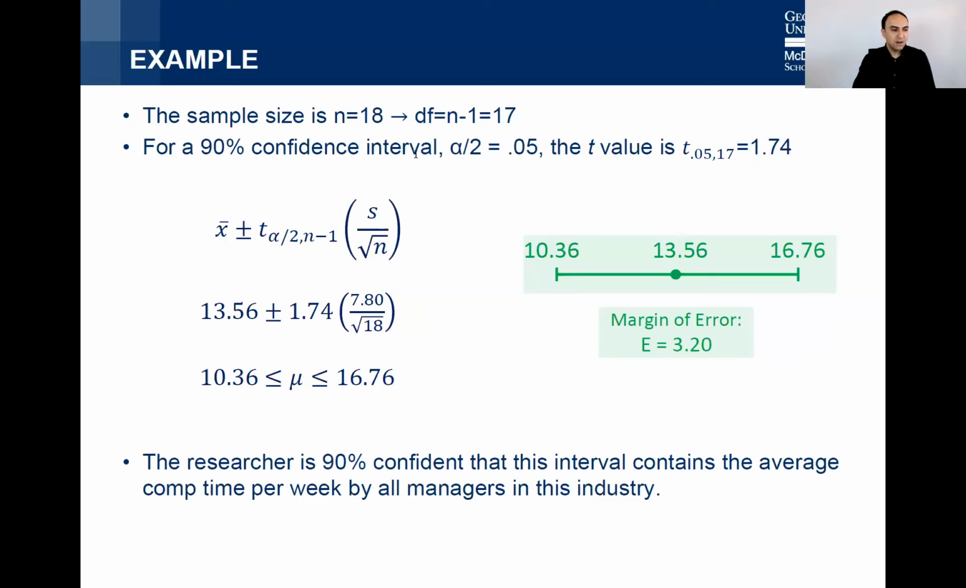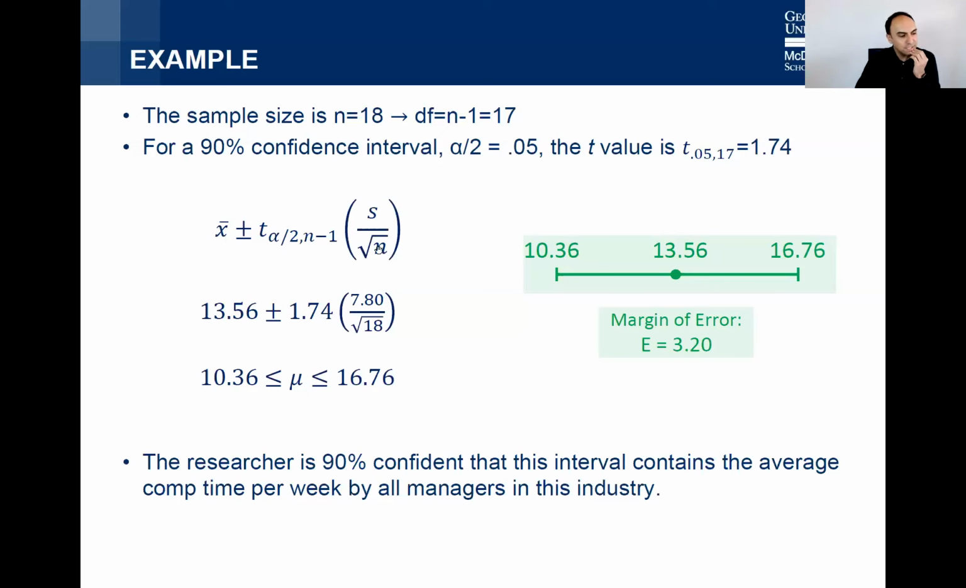For a 90% confidence interval, alpha is 1 minus 0.9, which is 0.1, so alpha half is 0.05, and the t-value is 1.74. How do we calculate that? We knew how to do that in Excel. There were two or three slides that had the formula to calculate this.